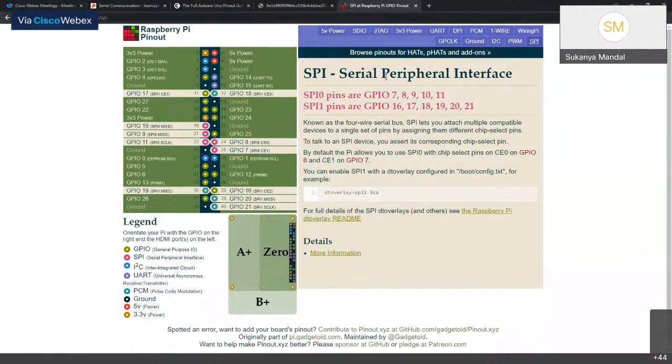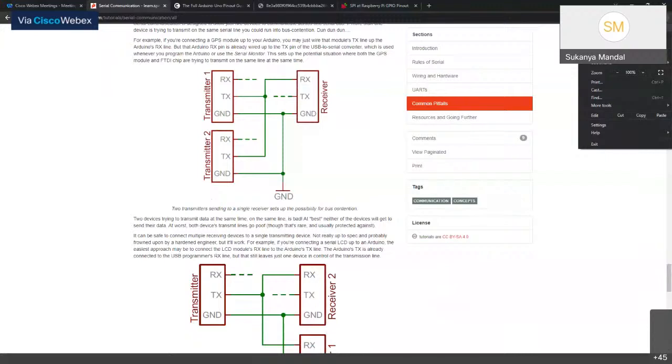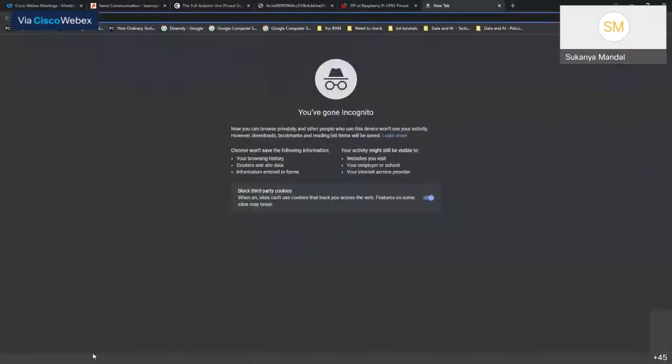Okay, now that we covered the pinout diagram, I'll just briefly cover what I2C communication is all about, and then UART, and then we'll jump into the demo part. So talking about I2C, we'll again use a SparkFun tutorial.